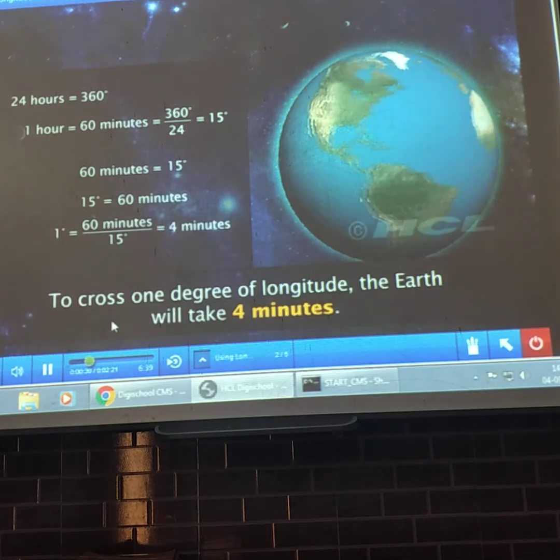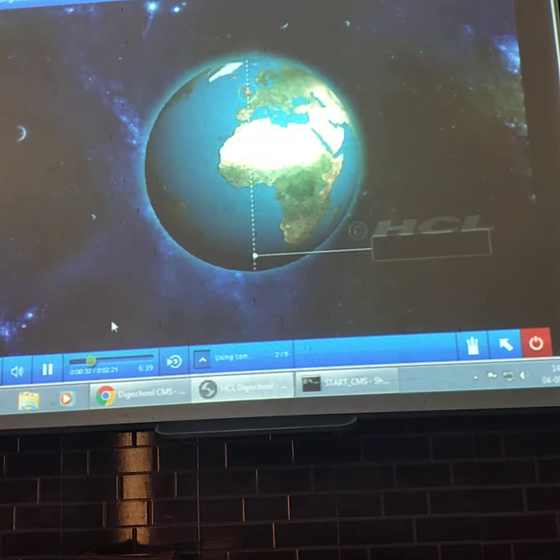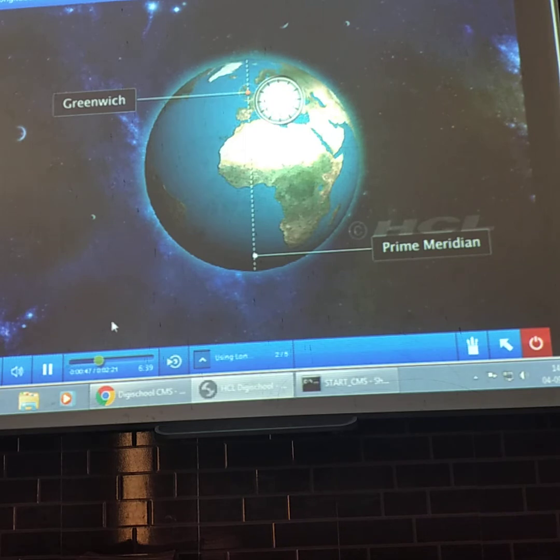Since the prime meridian at Greenwich is considered to be the central meridian of longitude, the time of any place around the world is determined based on the time at the prime meridian. You can calculate the time difference between Greenwich and any other place in the world by multiplying the longitudinal value of that place by 4 minutes.